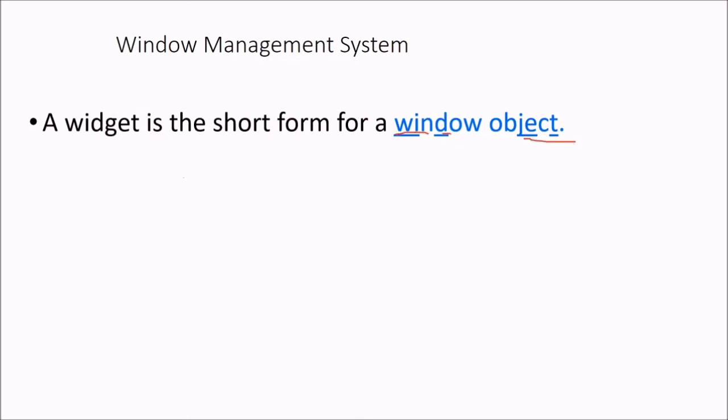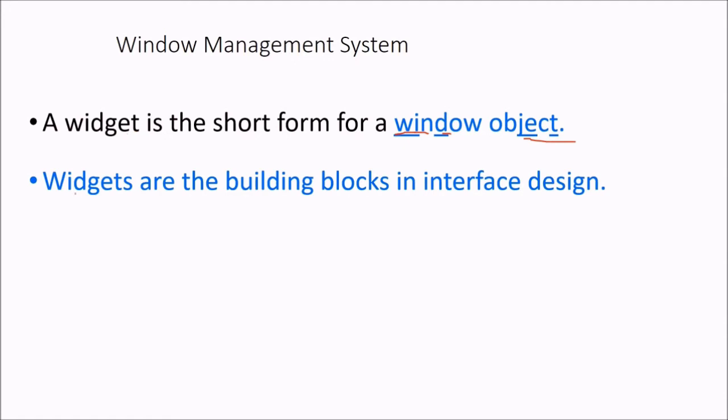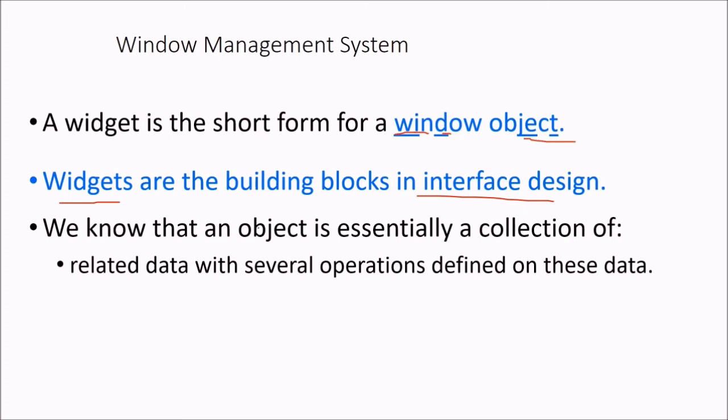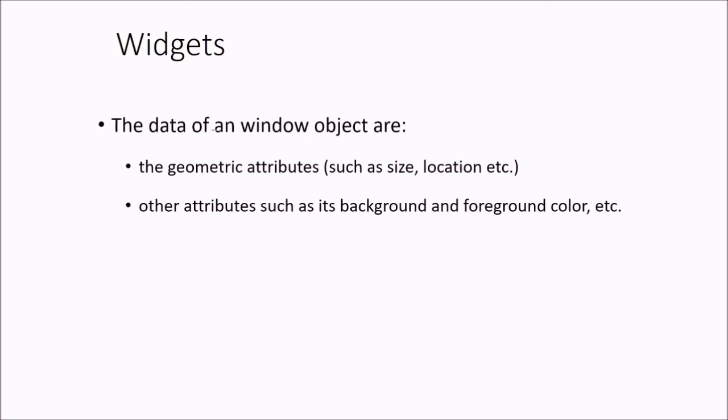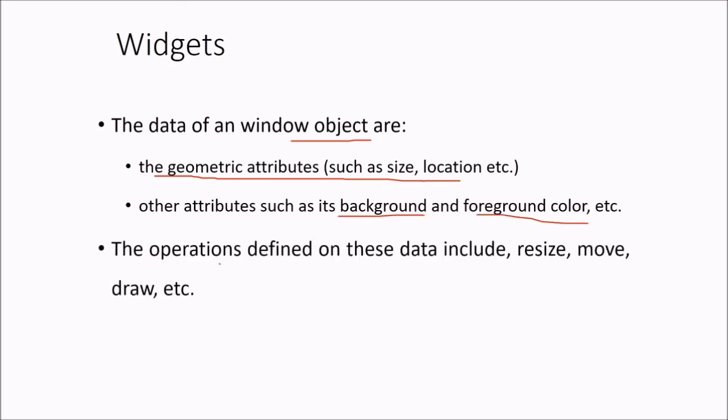A widget is the short form of window object. Widgets are the basic building blocks of your interface design. And we know what an object is: a collection of related data with certain operations defined on that data, similar to objects in the object-oriented paradigm. The data of a widget object are the geometrical attributes such as size, location, and placing, and other attributes such as background and foreground color, etc. And you have operations on them like closing, resizing, moving, drawing, etc.